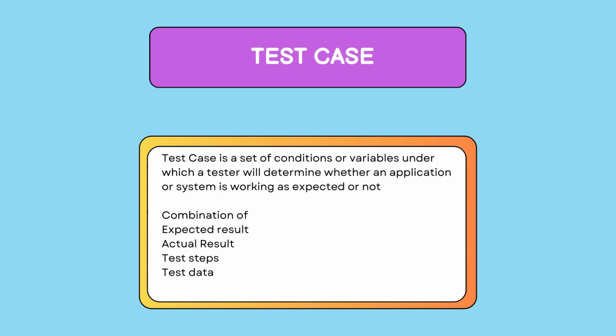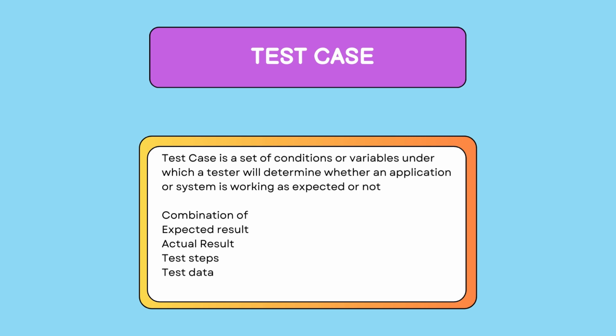Let's start with the first term, that is test cases. A test case is a set of conditions or variables under which a tester will determine whether an application or system is working as expected or not. A test case is generally created before developing any feature of a software. So testers start writing test cases by referring to the user stories.